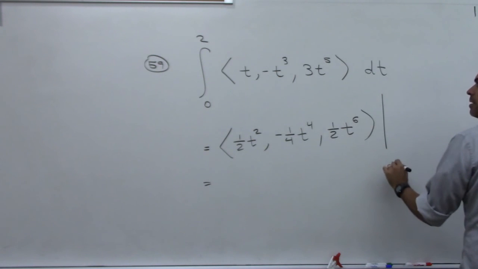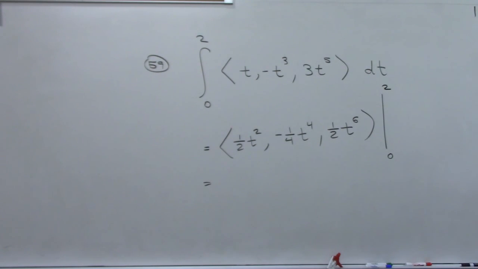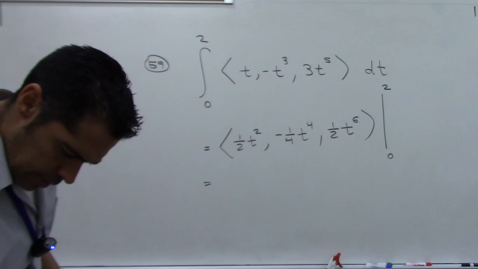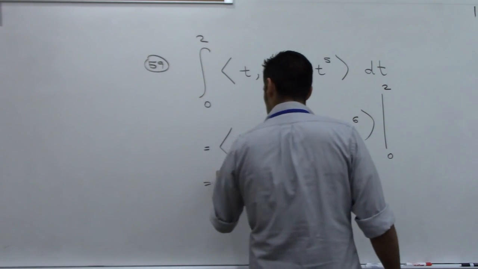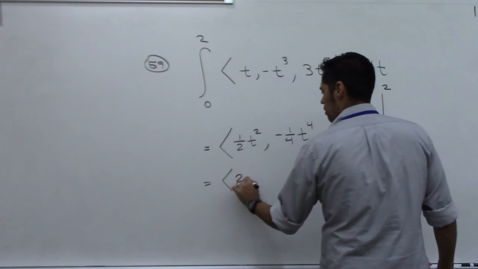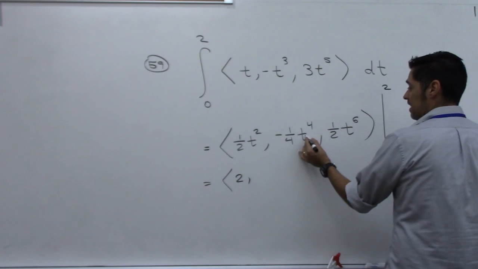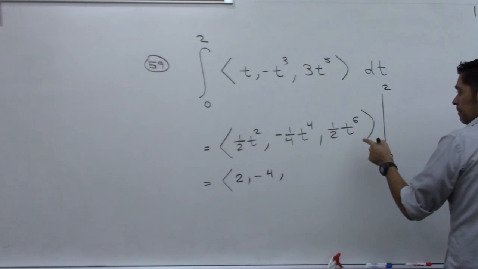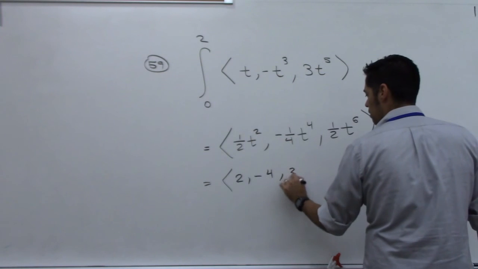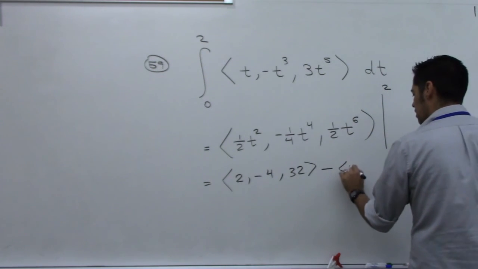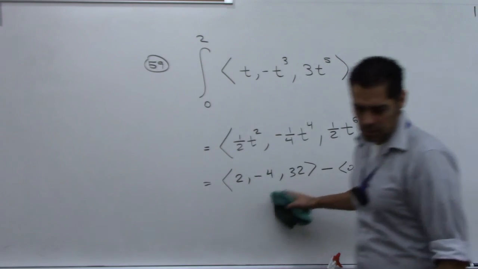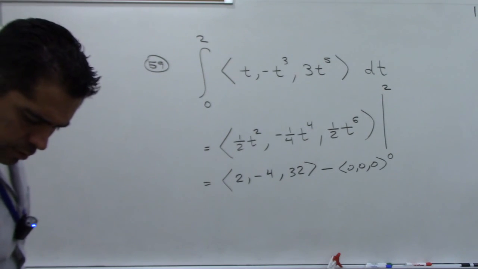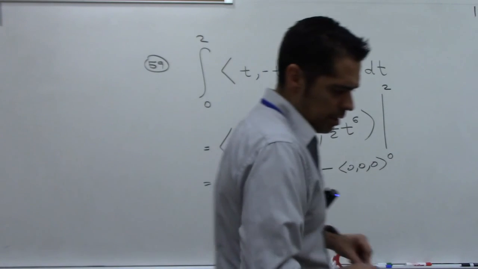So all I need to do is evaluate this at these two limits. So first, let's plug in 2. What happens if we plug in 2 here? 4, half of 4 is 2. Plug in 2 here, what do we get? 16 divided by 4 is negative 4. And then plug in 2 here, what's that? 64 divided by 2, 32. Then we plug in 0, everything's 0, so the 0 vector. So it should just be this one right here. Let's see if I did that okay. 2, negative 4, 32. All right, and then you can do 61 and 63 yourself.